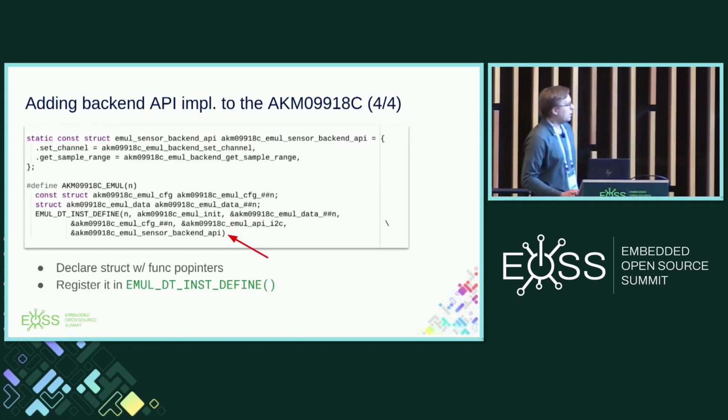The last thing to do is basically to declare a backend API struct, give it references to both of those two functions, and then we register it in the emul dt_inst_define macro. So the generic emul struct that exists in Zephyr actually has a void pointer for a backend API already included. And you can set that with the last parameter in that macro, which is almost always null, because people haven't been using this before. But we'll take advantage of it.